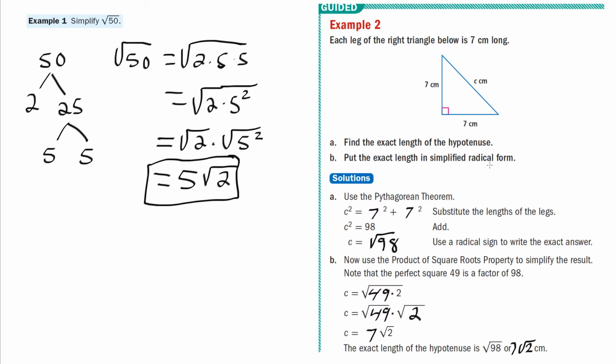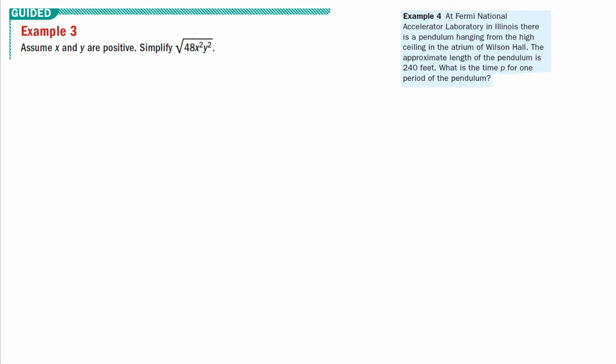Two more examples. Example 3: assume x and y are positive and simplify the square root of 48x squared y squared. This guided example is on page 501. It breaks it down for you a little bit. You can look at this as the square root of 48 times the square root of x squared times the square root of y squared. Well, I know what's going to happen with the x squared and y squared. That's just going to give me x and y. I need to figure out what's going on with 48.